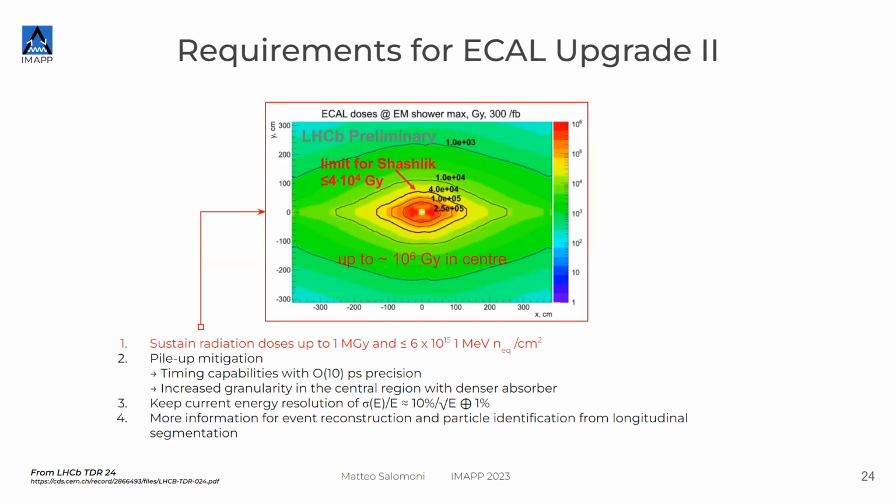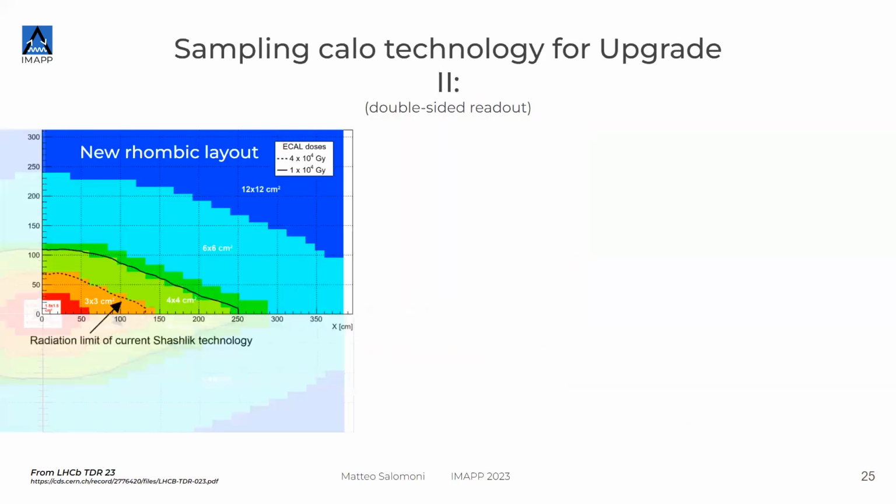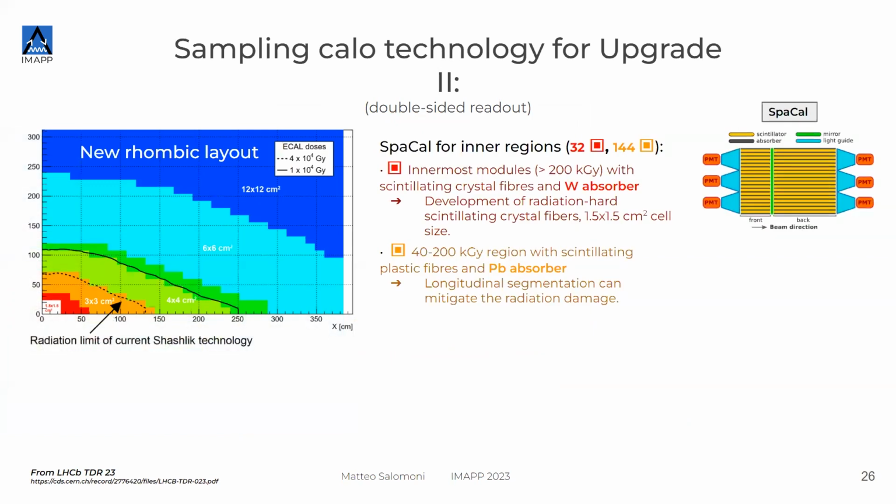The fact that we have much more radiation means that the materials will be damaged much more easily, and we have to develop a new technology which doesn't use the fibers which Shashlik is using, which are WLS, wavelength shifting fibers. We have to find something new. And this new thing is what I'm showing you here.